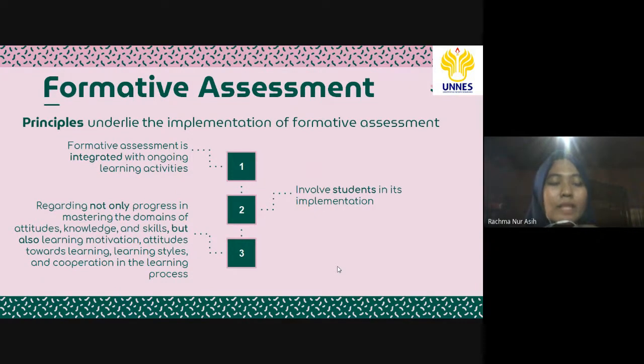There are 3 principles that underlie the implementation of formative assessment. First is formative assessment integrated with ongoing learning activities. Second, students in its implementation. And the third, regarding not only progress in mastering the domains of attitudes, knowledge, and skills, but also learning motivation, attitudes towards learning, learning styles, and cooperation in the learning process.